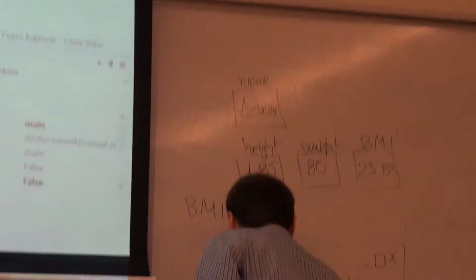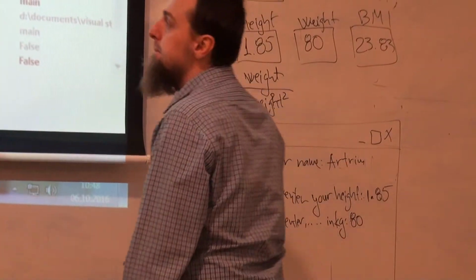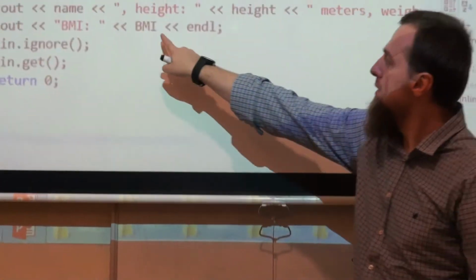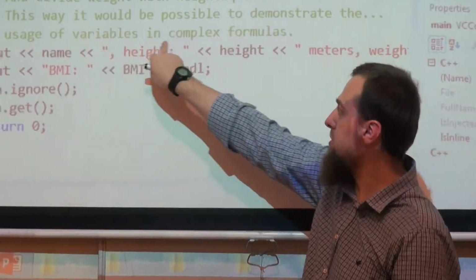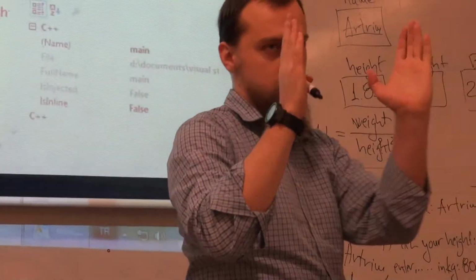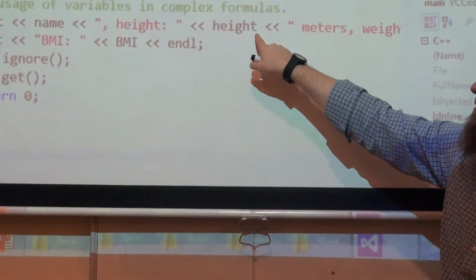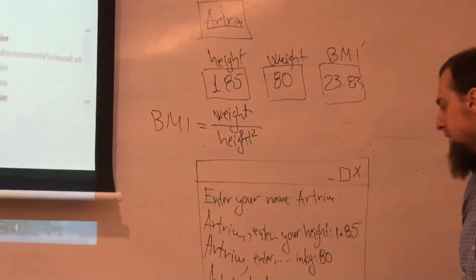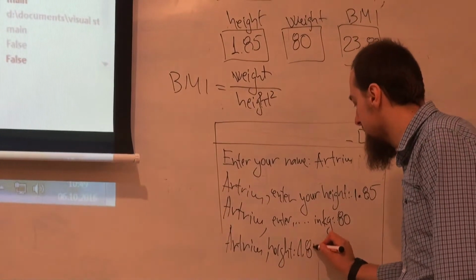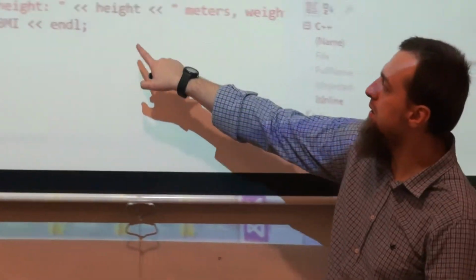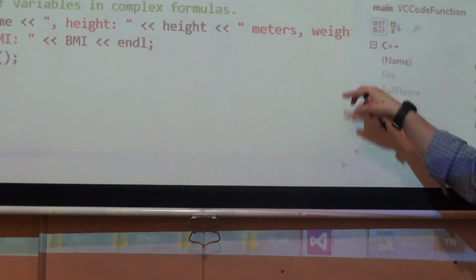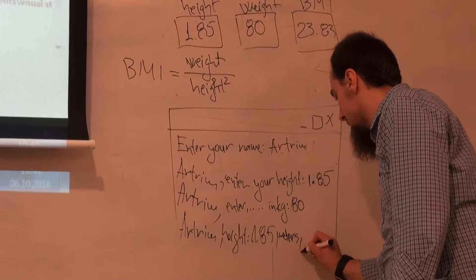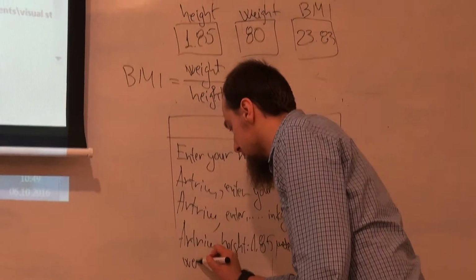Height. This is printed as it is because it's in quotation marks, so it's a string. But when I print this height, I'm printing the value that I've stored in the box height. So it's 185. Then I'm printing meters, comma, weight.